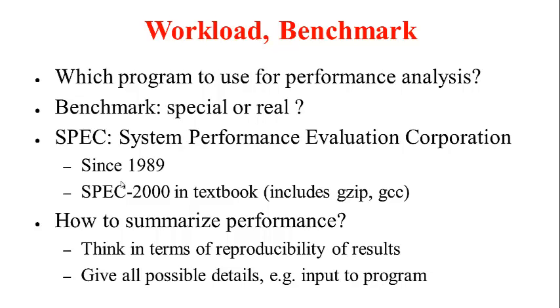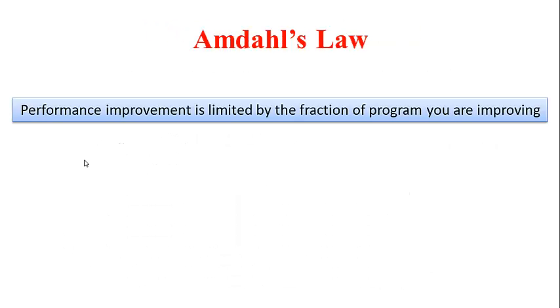In the context of computer performance, an intuitive observation goes by the name of Amdahl's law. It can be stated as: the performance improvement that you achieve is limited by the fraction of the program that you are actually improving. To explain this, let us say that this represents the execution time of the program, and there is a fraction f which you are improving, and there is a fraction 1 minus f which you are not improving. Let us say the improvement factor is n.